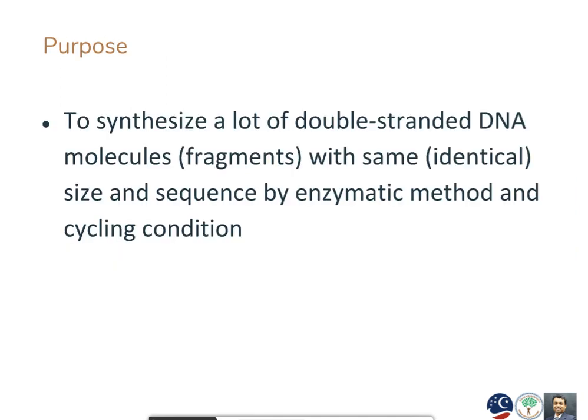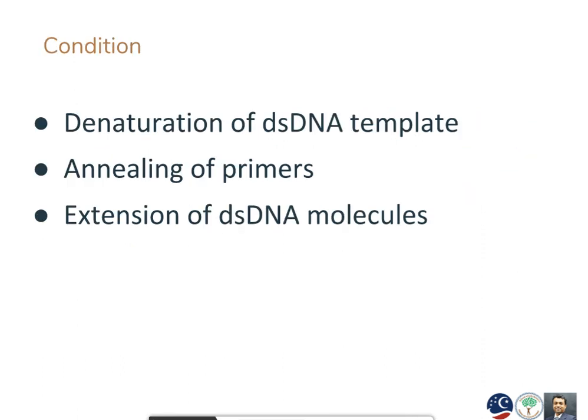Now let us see what is the working principle of the reactions. Our purpose here is to synthesize a lot of double-stranded DNA molecules of the same size and sequence by the enzymatic method by varying the temperature conditions. So what are these temperature cycles or conditions that we are going to use? First is the denaturation step, where we are going to denature or separate the double-stranded DNA into single-stranded DNA by heating the reaction at around 95 degrees centigrade.